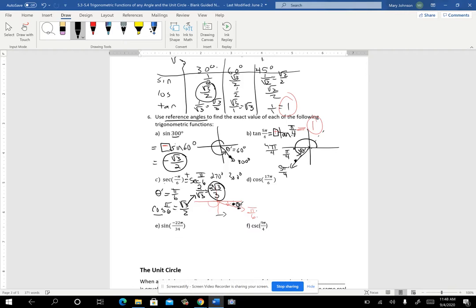And then secant should be the reciprocal of that. But that gave us a radical in the denominator, so I had to rationalize it. But there I have my final answer.